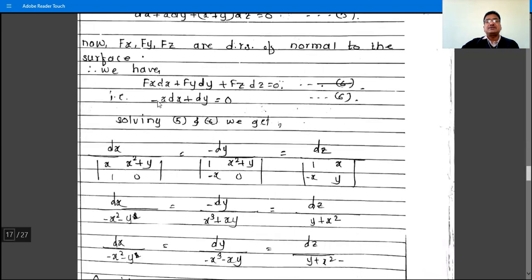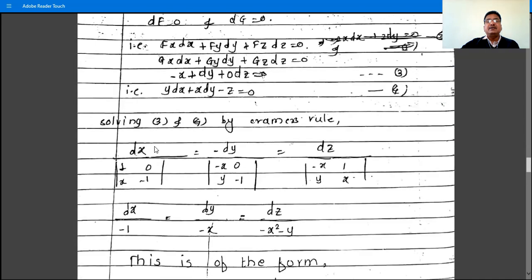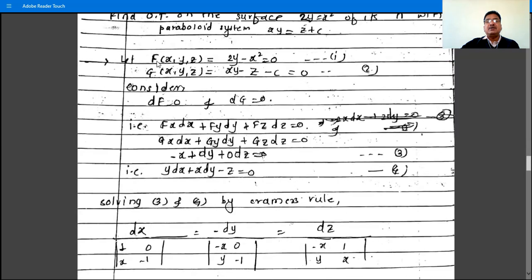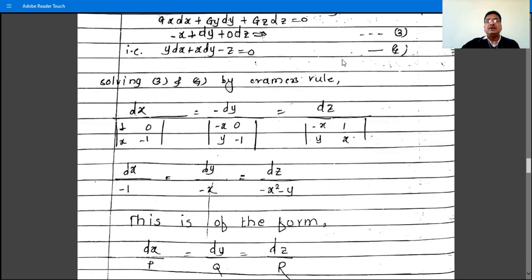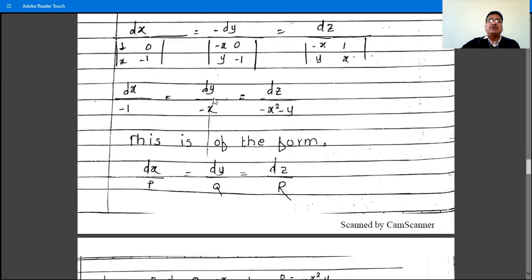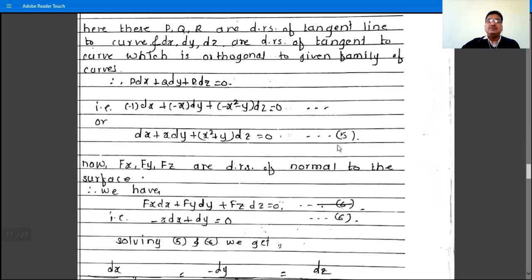Follow this process. For every example the process is the same, the outline of the proof is the same. First denote the surface function by capital F, then the curve by capital G, then consider dF = 0 and dG = 0, which are equations 3 and 4. After solving these by Cramer's rule, find the values of p, q, r, then write the equation p dx + q dy + r dz = 0, that is equation number 5.